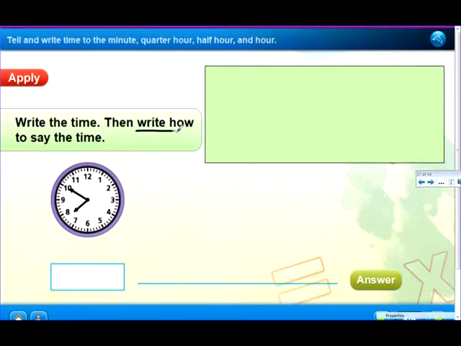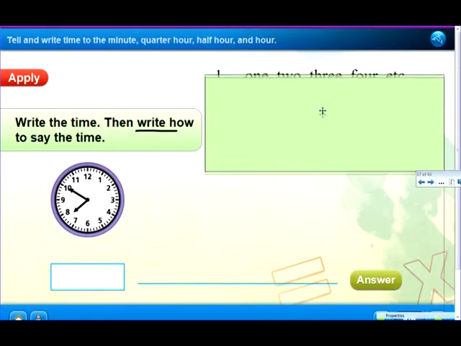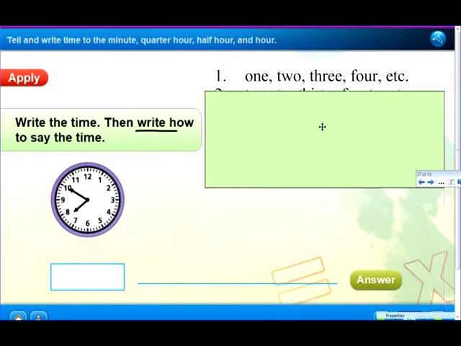But right here it says, write how to say the time. Well, I'm going to give you a few hints to help you learn how to do this. Remember how to spell the times. Well, right now you want to learn how to spell the numbers. So one suggestion is to write down some of these terms. These are vocabulary terms that will help you.